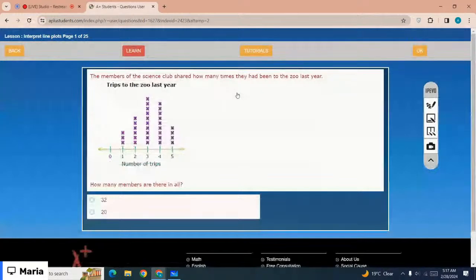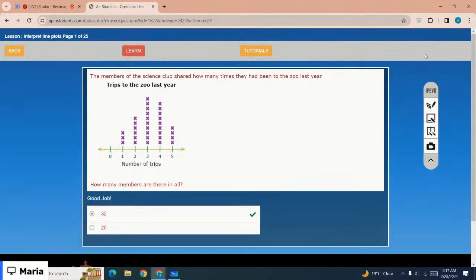Okay, the members of Science Club shared how many times they had been to the zoo last year. So, how many members are there in all? So, you need to count all the x, right? Okay, let's just count 1, 2, 3, 4, 5, 6, 7, 8, 9, 10, 11, 12, 13, 14, 15, 16, 17, 18, 19, 20, 21, 22, 23, 24, 25, 26, 27, 28, 29, 30, 31, 32. The correct option is 32. That means there are total 32 members. The correct option is 32, right? Because 32 of the members have visited the zoo.